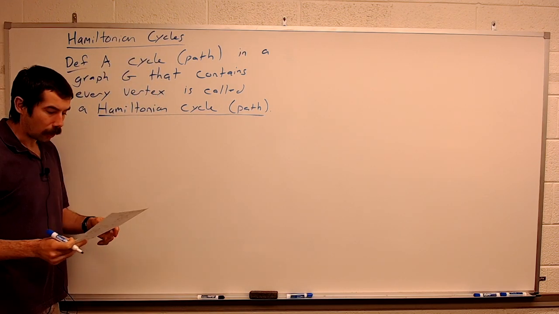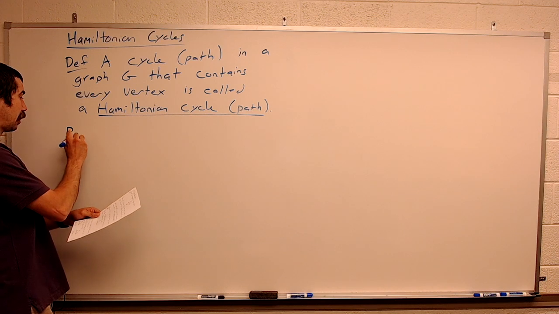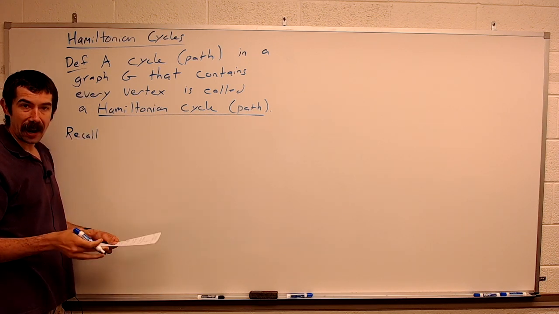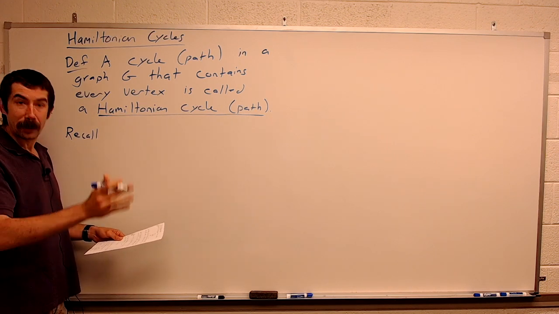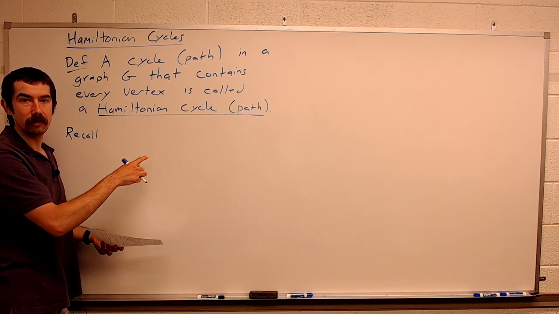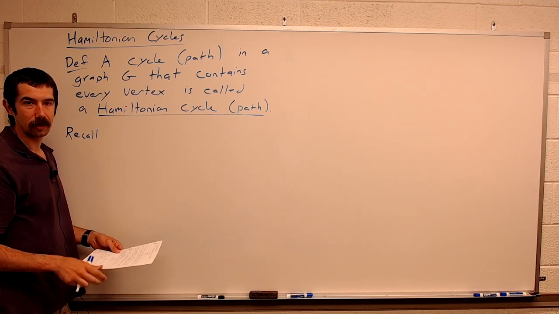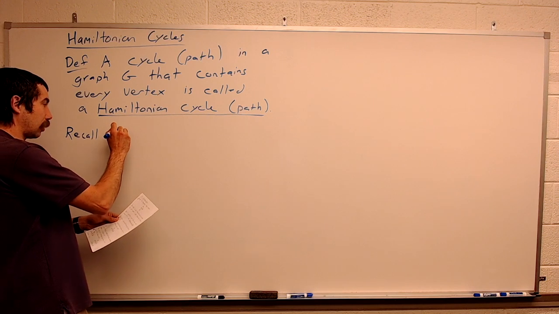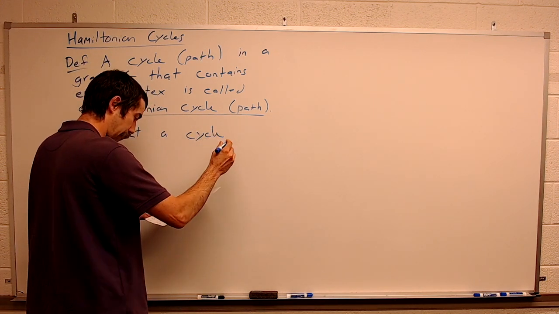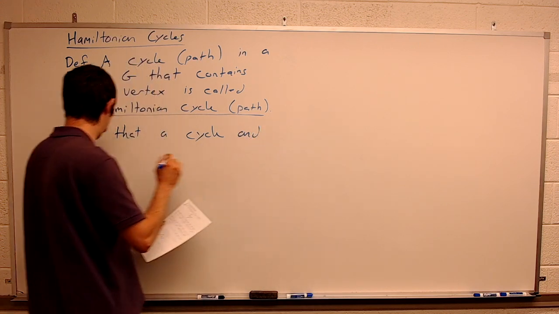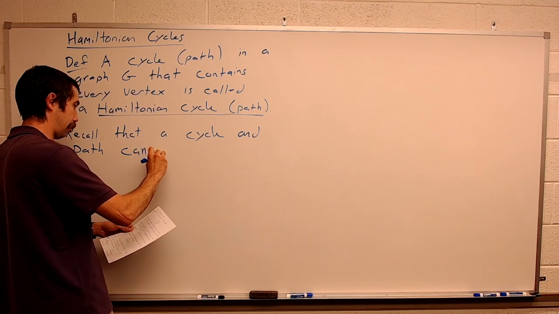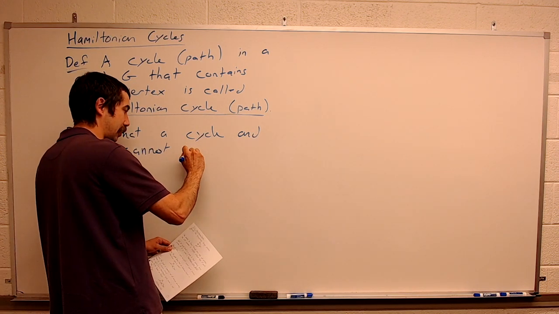Okay, so just recall, what does it mean for a walk to be a cycle or path? It means that you don't repeat any vertices except for the starting one in the case of a cycle, right? You're going to start and end at the same point for a cycle. So recall that a cycle and path cannot repeat vertices.